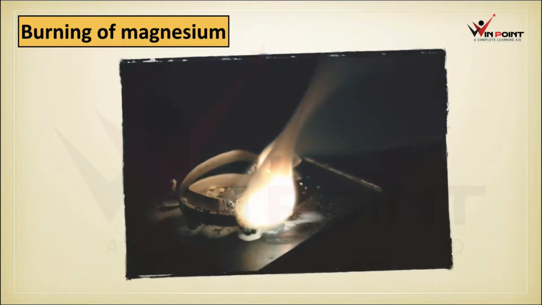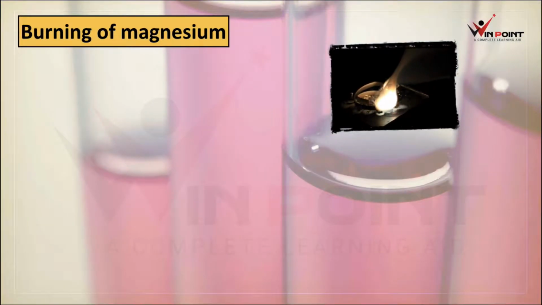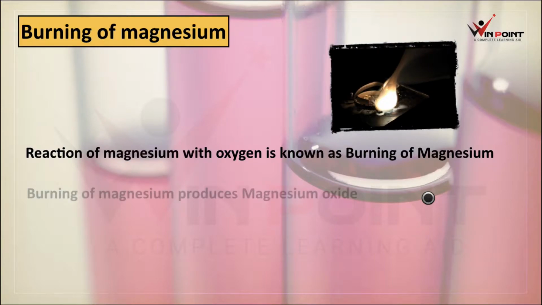Burning of magnesium. When we are burning magnesium, it will burn with bright light. It is a magnesium ribbon and the color of this flame is very bright. It's white in color. It is too bright. Reaction of magnesium with oxygen is known as burning of magnesium. All the material, if it is reacting with oxygen, we can call it burning. Burning is a process of reaction of a material with oxygen.